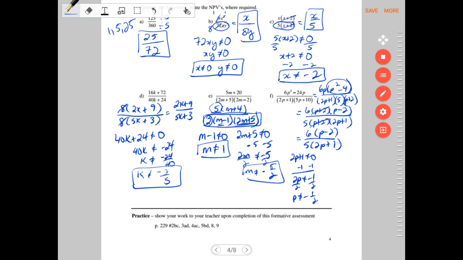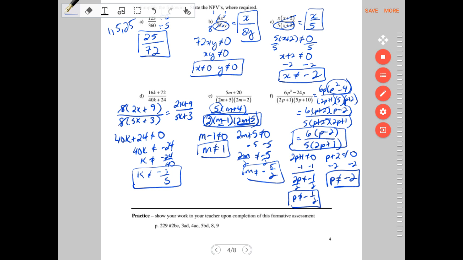Okay, we also had the original p plus 2 cannot be 0. And I'm going to subtract 2 from both sides. So p cannot equal negative 2. Okay, so those are my NPVs. That is my simplified expression. And that was all kinds of fun.